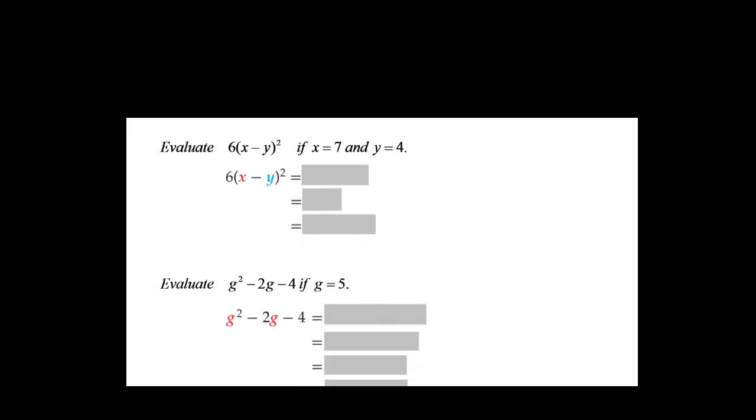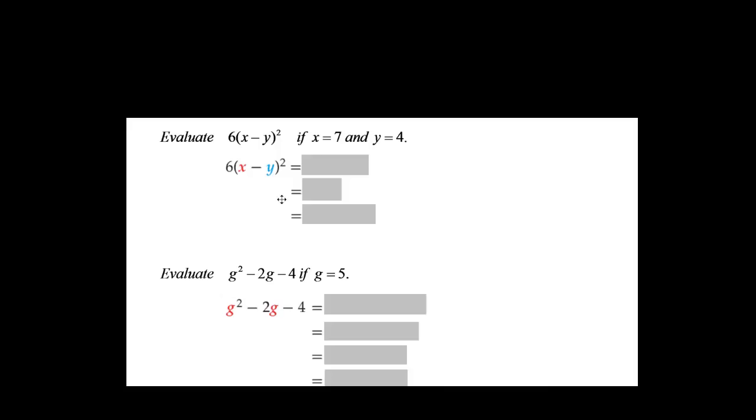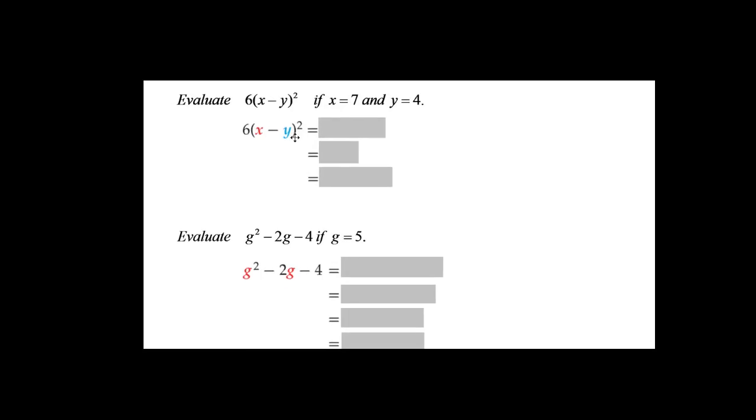Now we're going to get into actually evaluating some algebraic expressions. I have a couple of examples here for you. The first one says 6 times the quantity x minus y in parentheses squared. And we want to evaluate that when x is 7 and y is 4. So the first thing we're going to do is substitute those values for x and y into our expression and rewrite it. So instead of x we have a 7, instead of y we have a 4.